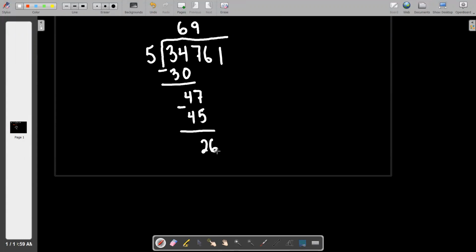5 goes into 26 5 times. 5 times 5 is 25. Put your minus sign and subtract. 26 minus 25 is 1, drop the 1, and the algorithm for the 3rd time now has reset itself. 5 goes into 11 2 times, and 2 times 5 is 10, and then we subtract, and we are done-ish. Now, the way we're going to be expressing our answers today is going to look like this.